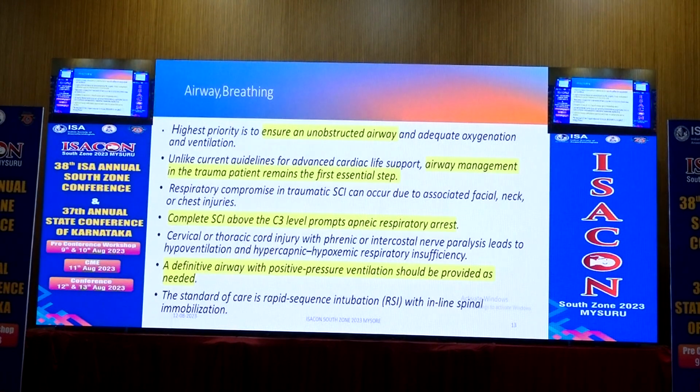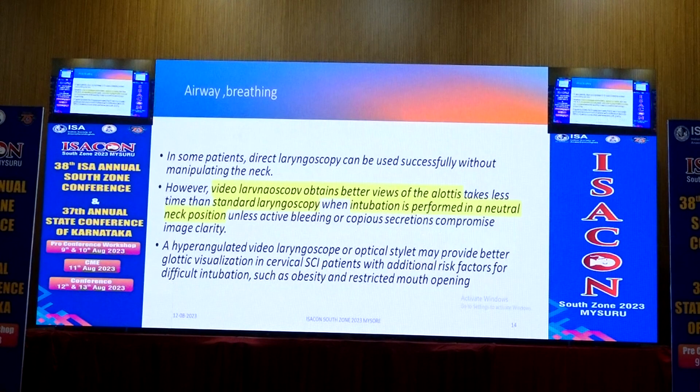And if you want to provide positive pressure ventilation, always go for rapid sequence intubation with manual inline stabilization, or you stabilize with your rigid collar. And then if the setup provides, and if there is a video laryngoscope, use it, because you will be able to visualize the glottis better.